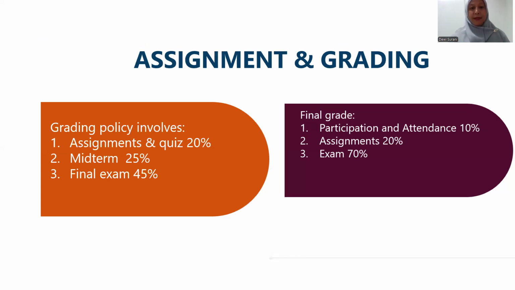Okay, let's continue to the assignment and grading. In this course, your grade will be determined through several components that reflect both your academic performance and your active participation. Attendance and participation account for 10% of your grade, so you are expected to attend at least 75% of the meetings and contribute during discussions and activities.